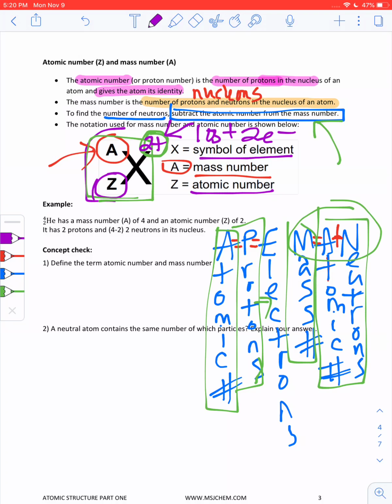So that means that if I want to find the number of electrons, I have to take this atomic number and I have to take 2 away because it lost 2. If the charge here is negative, then you gain that number of electrons, and so I would add that number of electrons to this atomic number here.